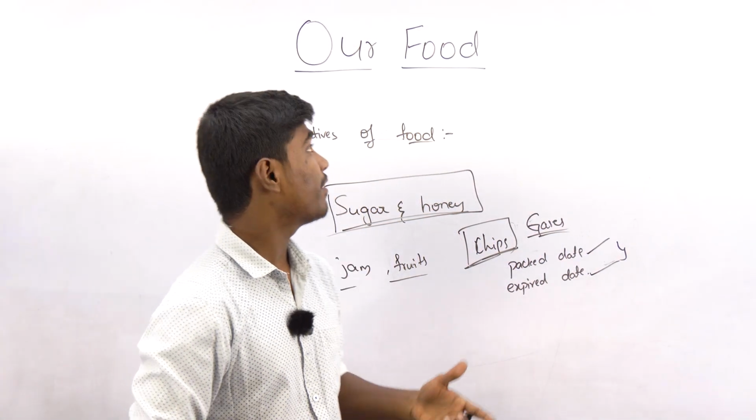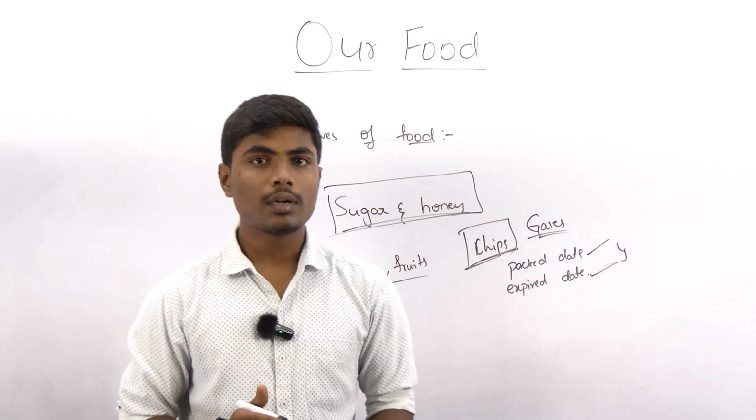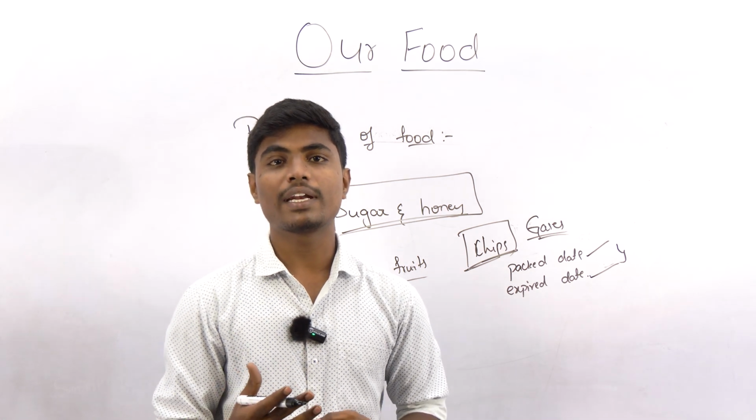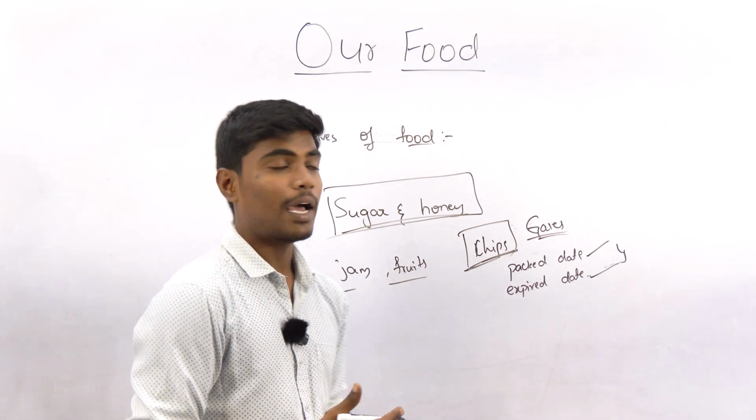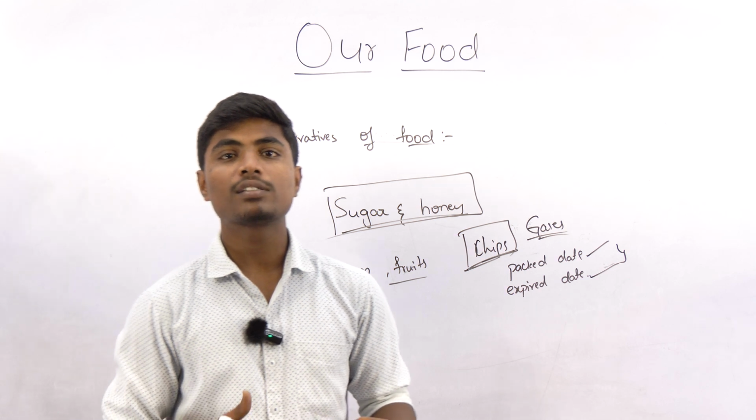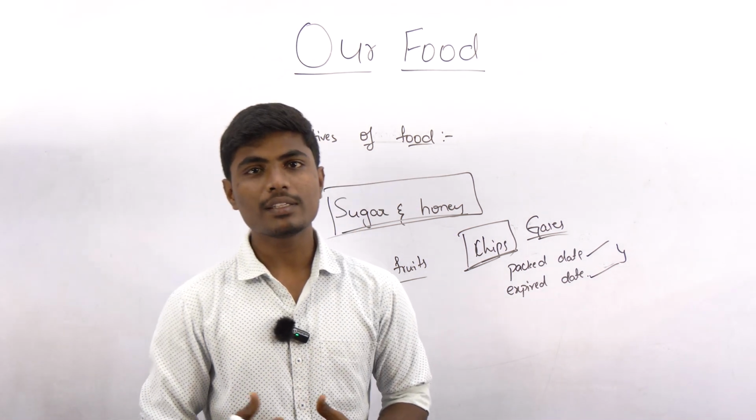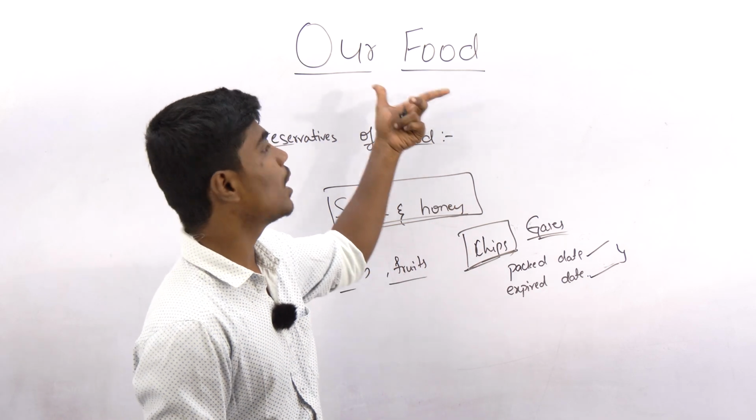Up to now, we have discussed what is food, varieties of food, different types of ingredients and the sources of ingredients, different methods of preparing food and different types of preservatives of food. By this, we have completed our first chapter, our food.